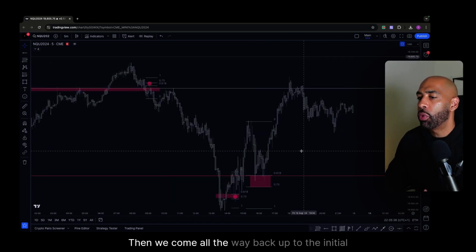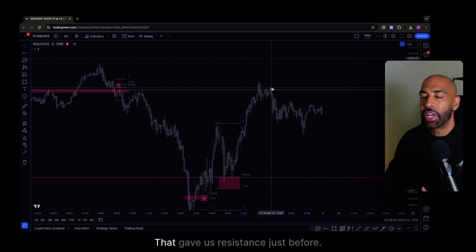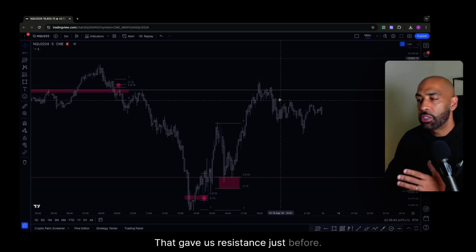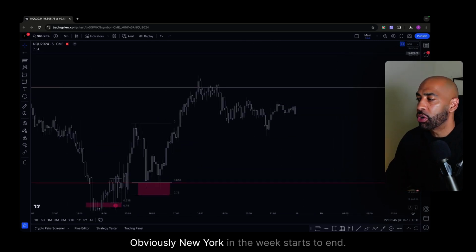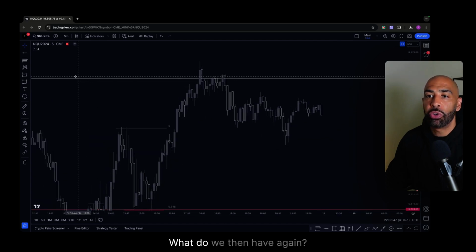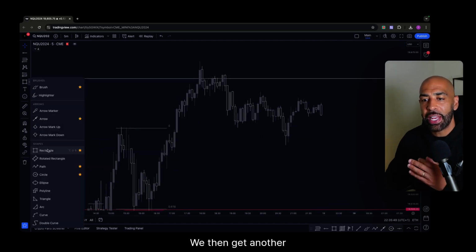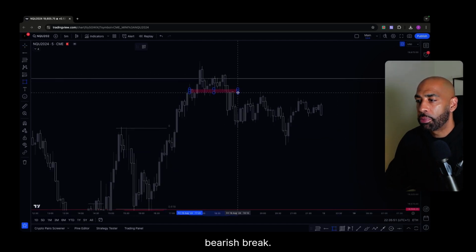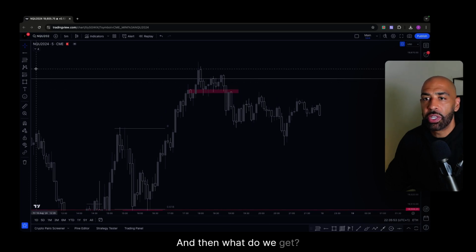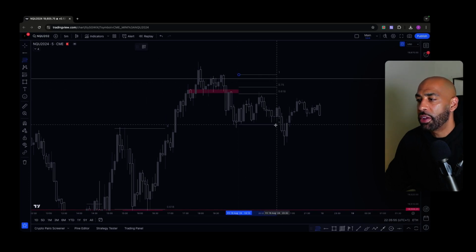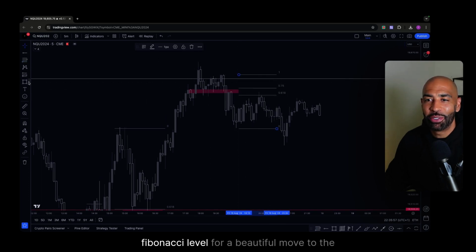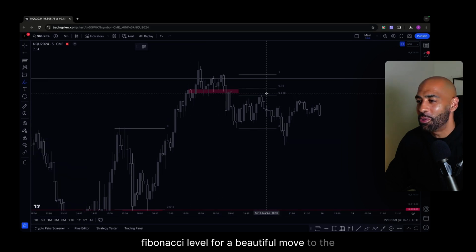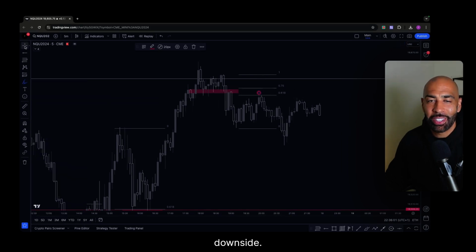Then we come all the way back up to the initial level that gave us resistance just before, obviously, New York and the week starts to end. What do we then have again? We then get another bearish break. And then what do we get? We then get another Fibonacci level for a beautiful move to the downside.